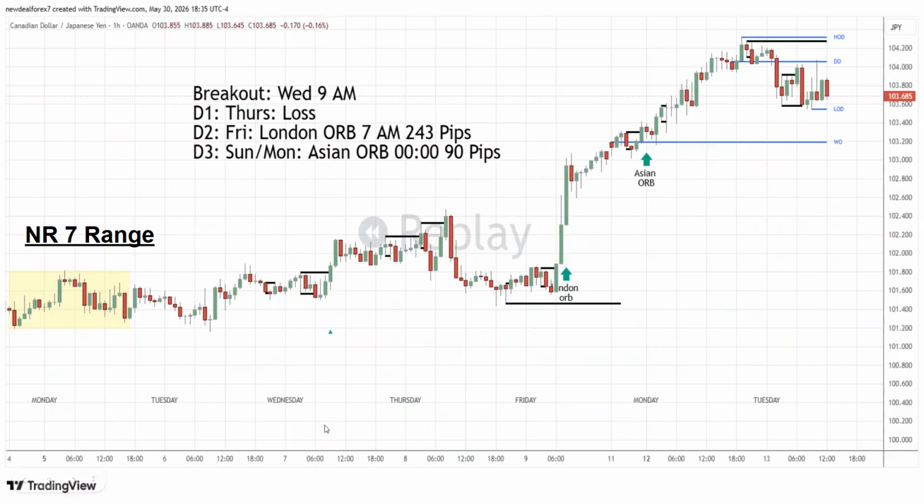So over here, this yellow box, hopefully you can see that. I know it's kind of light, but this right here is the range. This is our narrow range after a 7-day period. The breakout doesn't come until right here, Wednesday at 9 a.m. Price breaks out of the range and the indicator will fire. So this is when the clock starts right here.